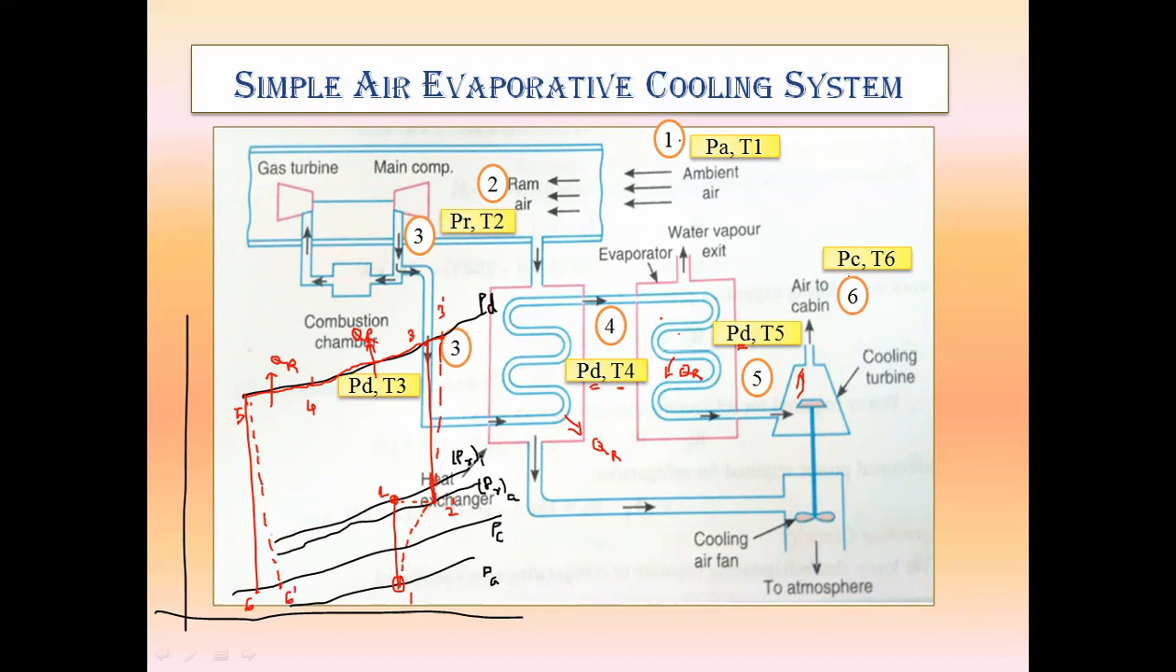And 6 to 7 is nothing but heat absorption by that cooling air inside the aeroplane cabin. So that 6 to 7 process will be likewise, where heat will be absorbed. So this is nothing but 6 to 7, called heat absorption inside the aeroplane cabin. Have you understood? So this is the TS diagram for the simple air evaporative cooling system. Do you understand? Yes or no?